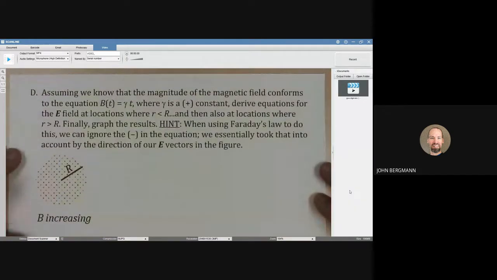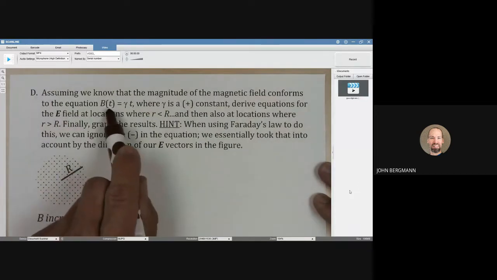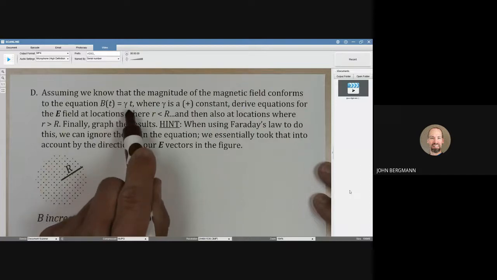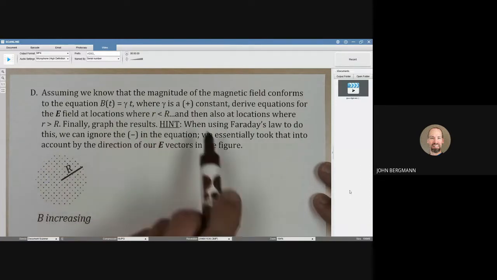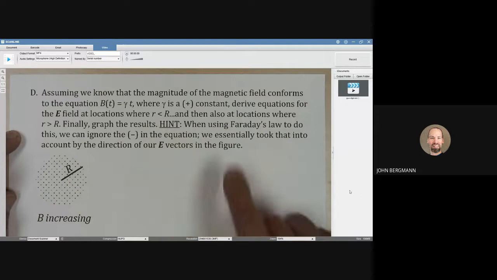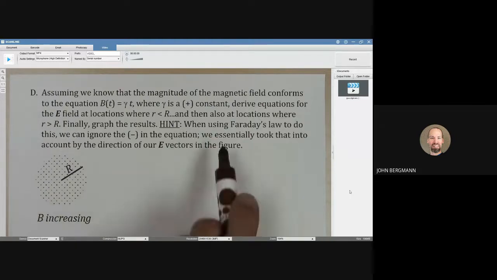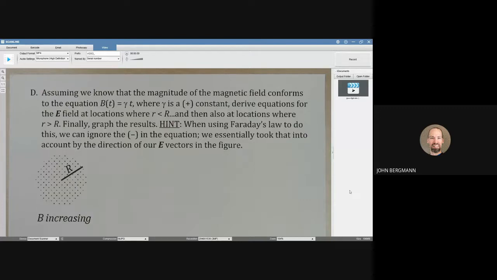Assuming we know that the magnitude of the magnetic field conforms to the equation B of t equals gamma times t, where gamma is a positive constant, derive equations for the electric field at locations where r is less than big R, and also at locations where r is greater than big R. Finally, graph the results. Hint: when using Faraday's law to do this, we can ignore the negative in the equation. We essentially took that into account by the direction of our E field vectors in the figure.